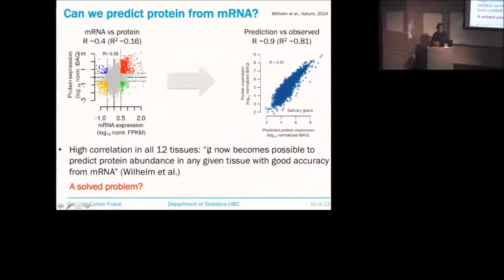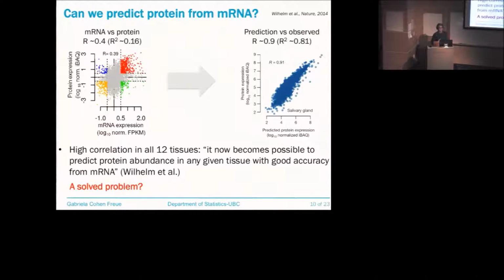So based on this observation, and they have found that in the 12 tissues that they have analyzed, they claim that it now becomes possible to predict protein abundances in a given tissue with good accuracy from mRNA. Okay? So this is in that paper.